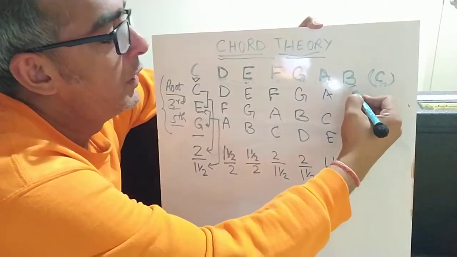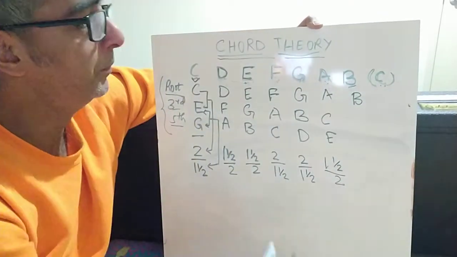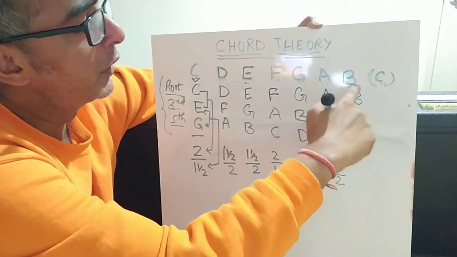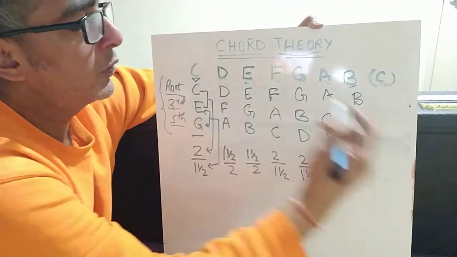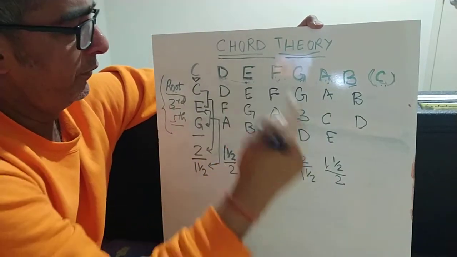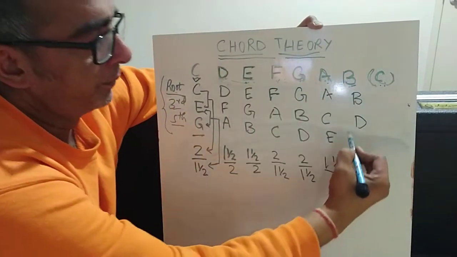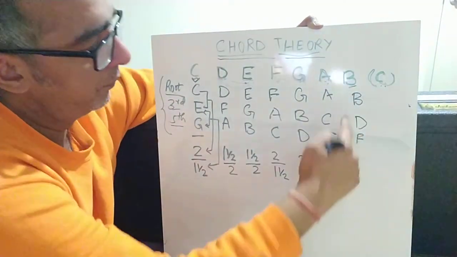Last one, B. The root is B. The third will be B, C, D, so D. The fifth will be E, F. Second, third, fourth, fifth. B, D, F.